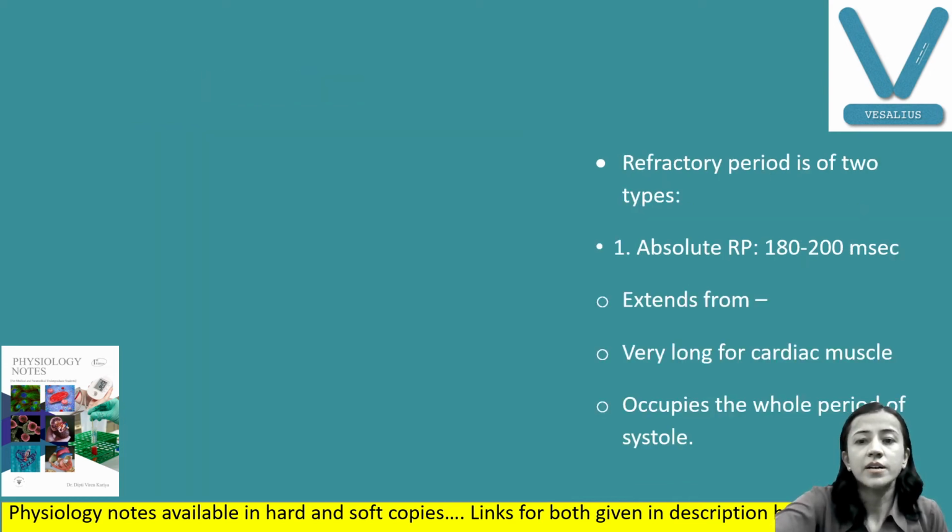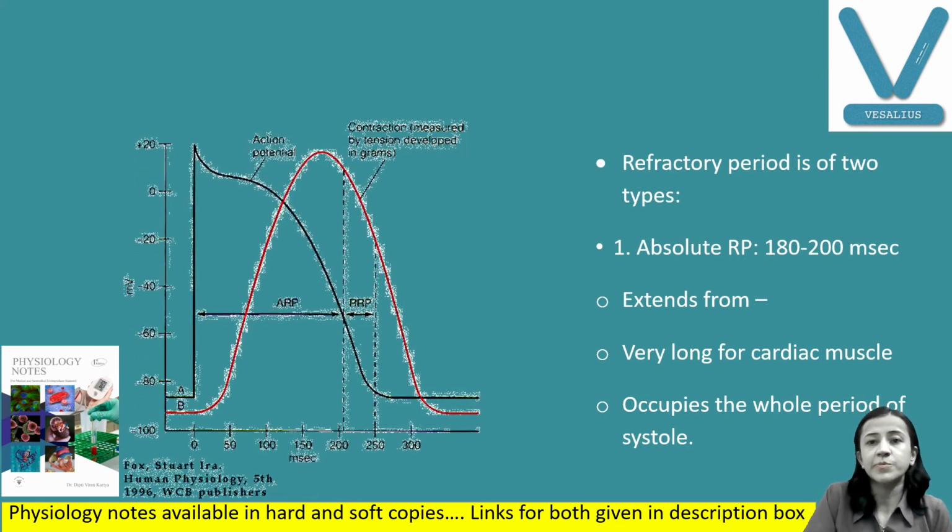First of all, we will discuss absolute and relative refractory period. This refractory period has two types. One is absolute and second is relative refractory period. Absolute refractory period, this one, is about 180 to 200 milliseconds. It extends from phase 0, you can see here in the action potential, to half of phase 3. This one, phase 0, 1, this is 1, this is 2, and this is 3.